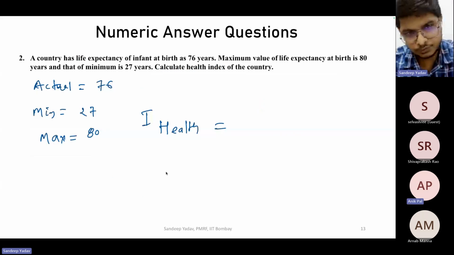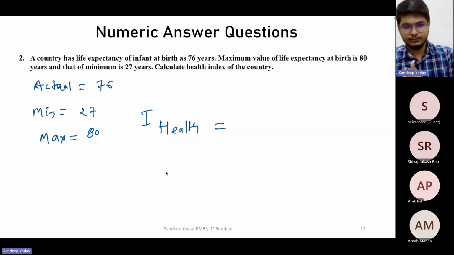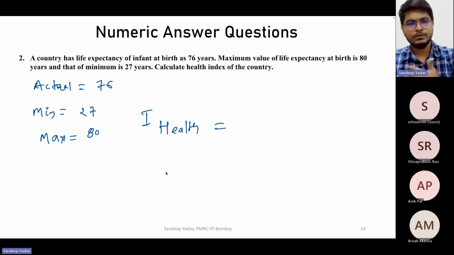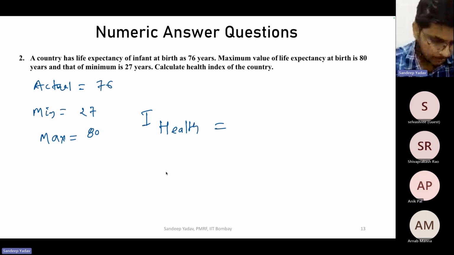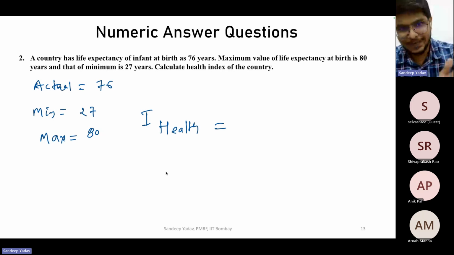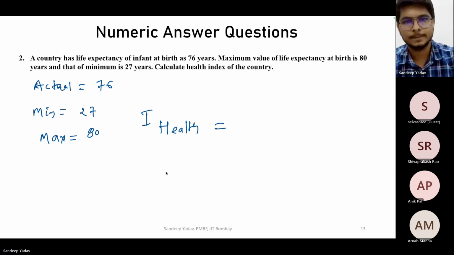Please keep your calculators with you while attending these numerical problems, because if I solve all the questions for you, you will not get anything. You need to solve it with me, and then you will see how you can do this question. Any of the indexes can't be more than 1. You have to remember this thing. This is the basic rule.